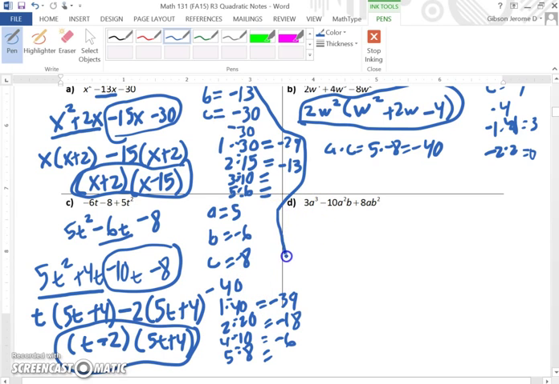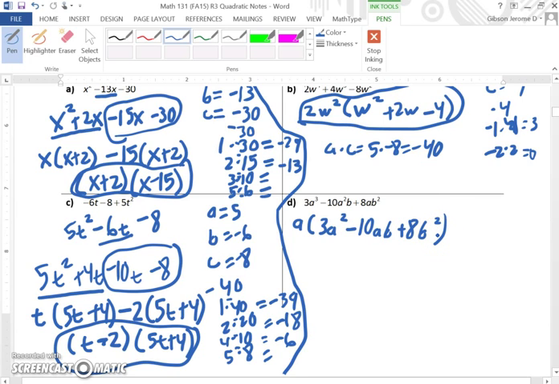Okay, now we move on to D. We look here to see if we can factor out anything. If you look here, we cannot factor out a number, but we can factor out a variable. The only thing we can factor out here is an a, because a is in all three terms. So that would leave us 3a squared minus 10ab plus 8b squared.